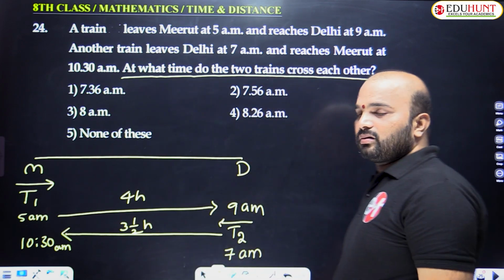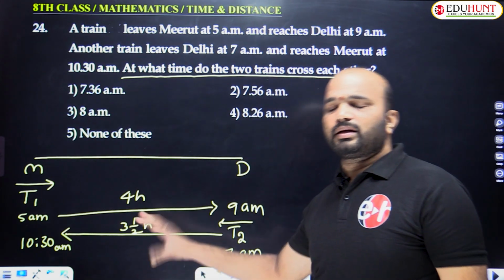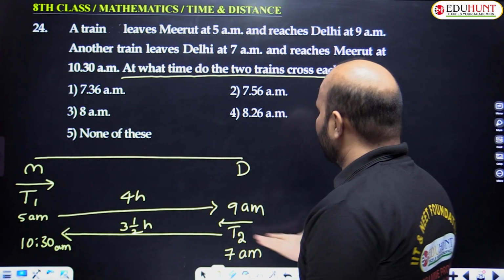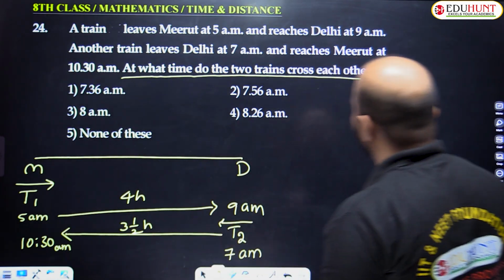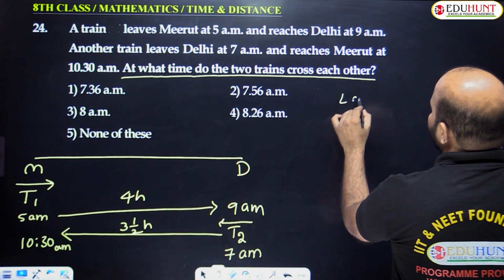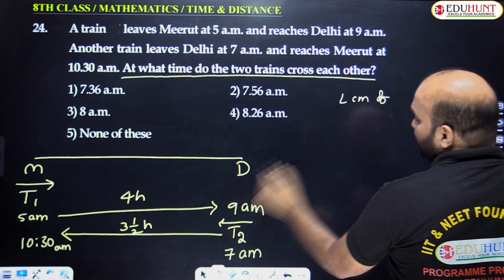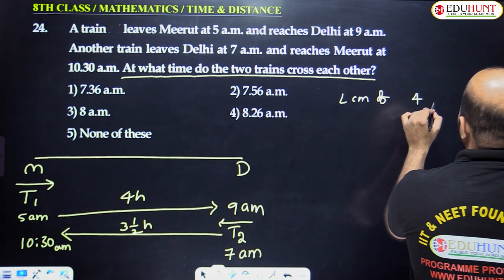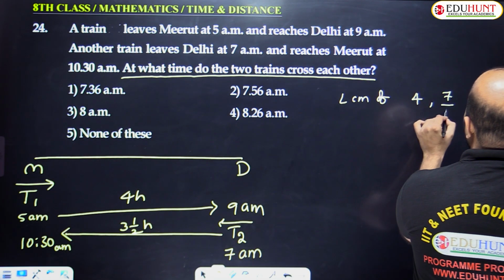Am I clear? So the relative speed equals the sum of their speeds. But here you don't know the distance between Meerut and Delhi, and you don't know the speeds either. So what do I take first? According to the concept, first you have to take the LCM of the times. T1 takes 4 hours, T2 takes 3.5, nothing but 7 by 2.